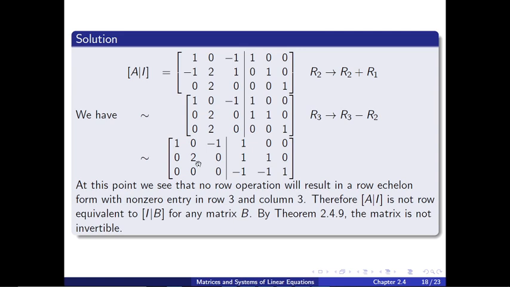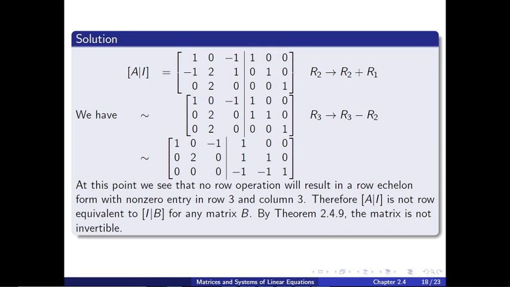It will have 1 1 1, and in this case we have zeros here, so we are not going to be able to find any elementary row operation that will make this a non-zero, but leaving these ones as zeros. So in that case, we know that A I is not row equivalent to I B for any matrix B. So therefore, by theorem 2.4.9, the matrix is actually not invertible.